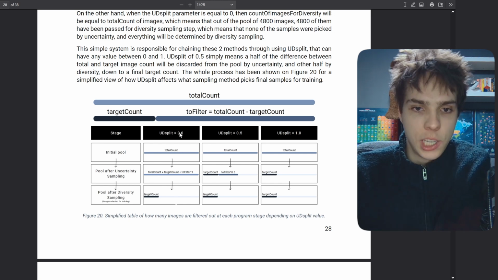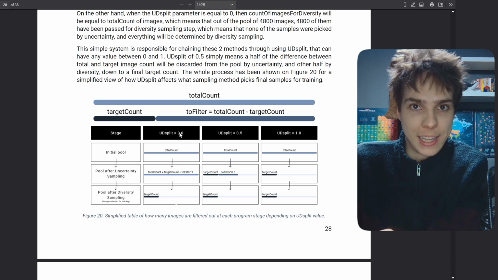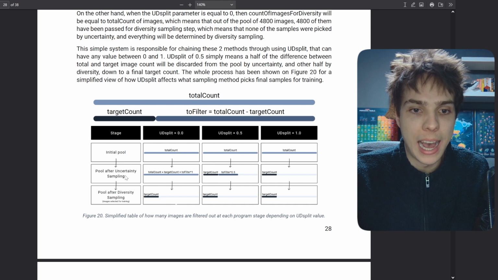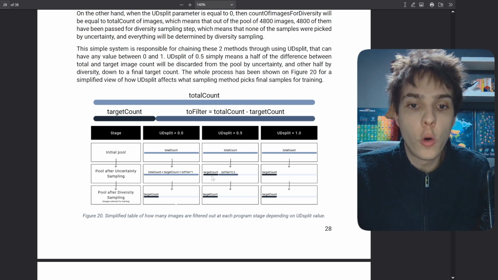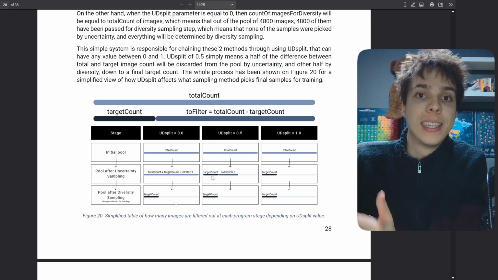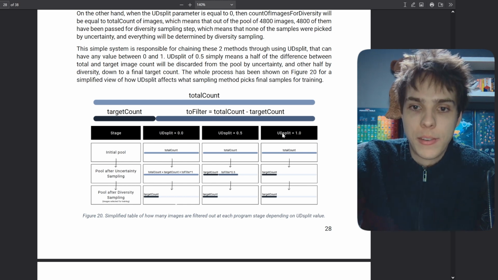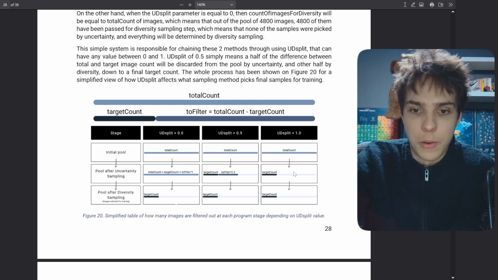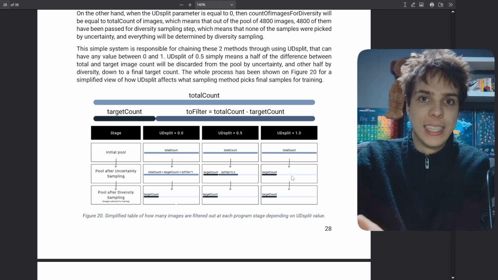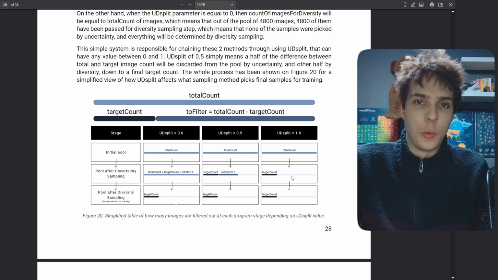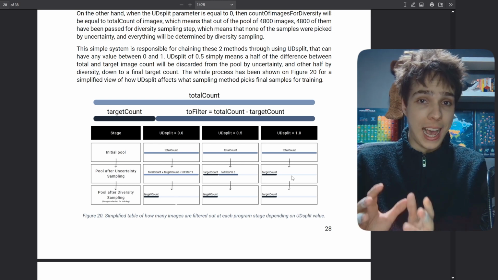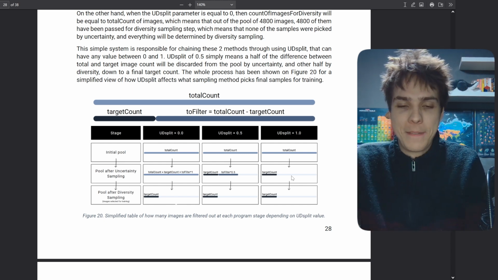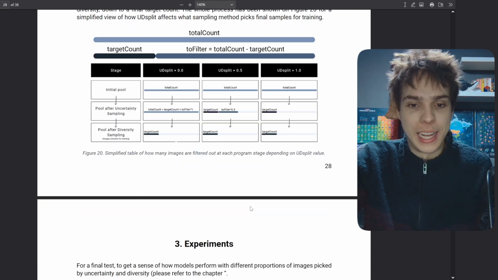So when the coefficient is 0, meaning 0% of images will be filtered out by uncertainty, that means that after the uncertainty sampling, we still have exactly the whole pool available. Like, uncertainty sampling did nothing. And on the opposite side, we have the coefficient equal to 1, meaning that all of this count of images will be filtered out by the uncertainty sampler, meaning that the diversity sampler will have nothing to do. Like, you know, here are 100 images, and from these 100 images, give us the 100 most diverse ones. It's like, oh, okay, thanks, man. So that's the pipeline. I hope it's somewhat understandable.